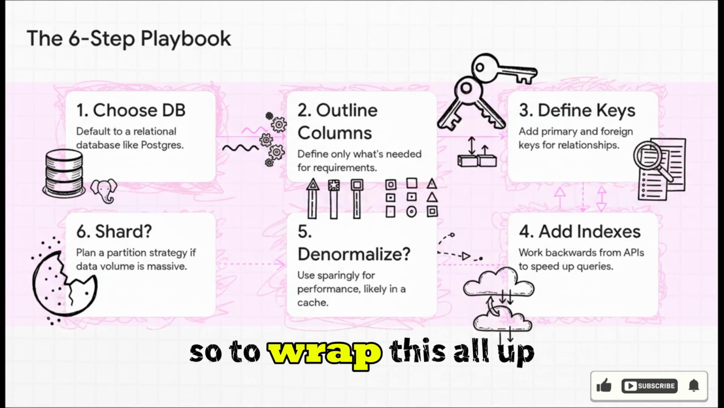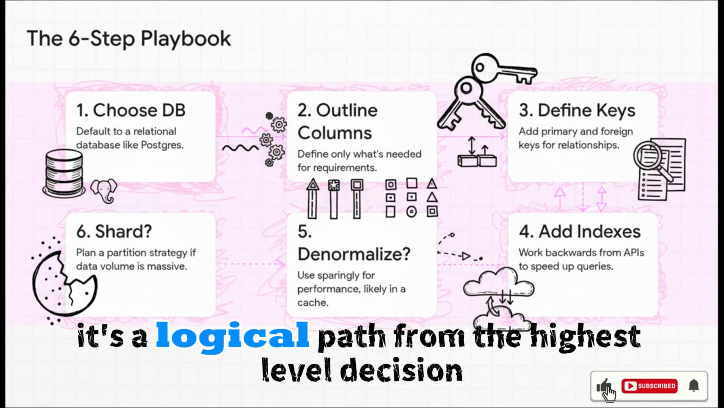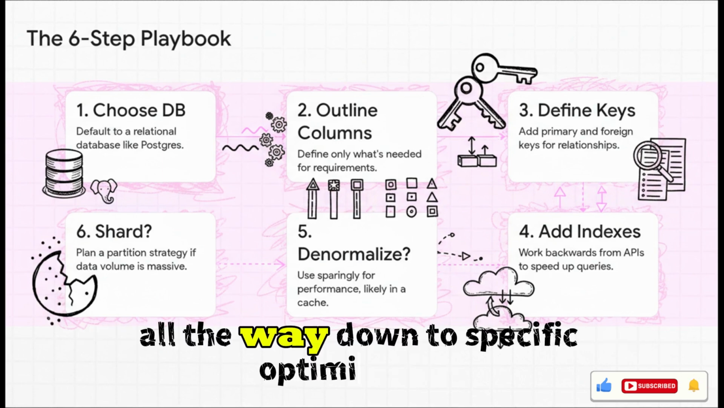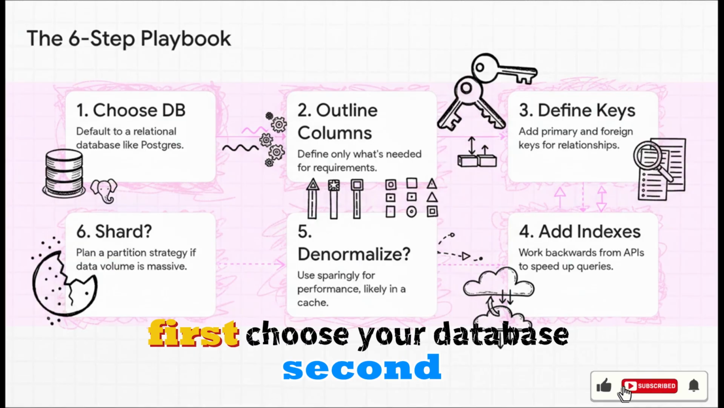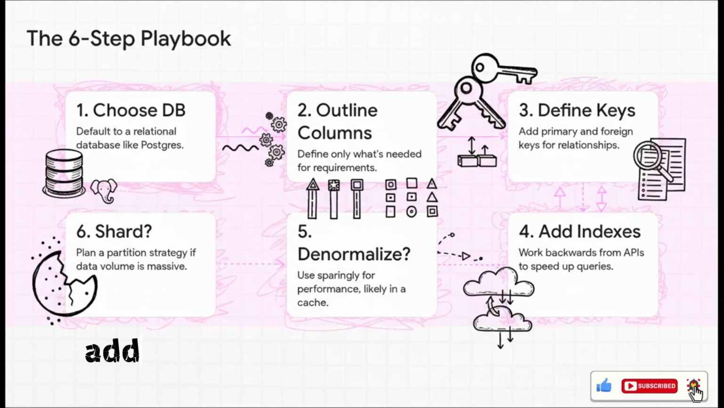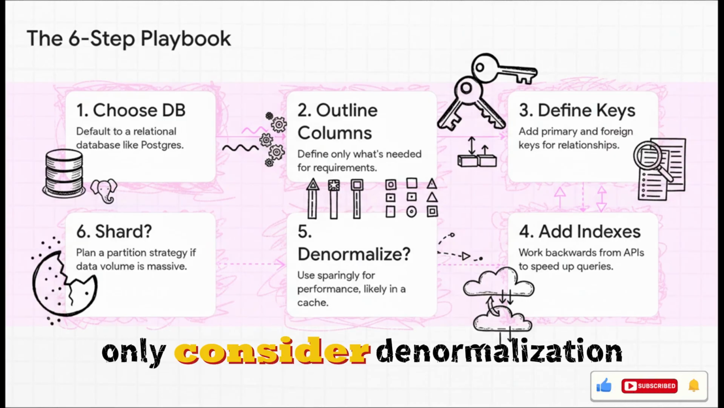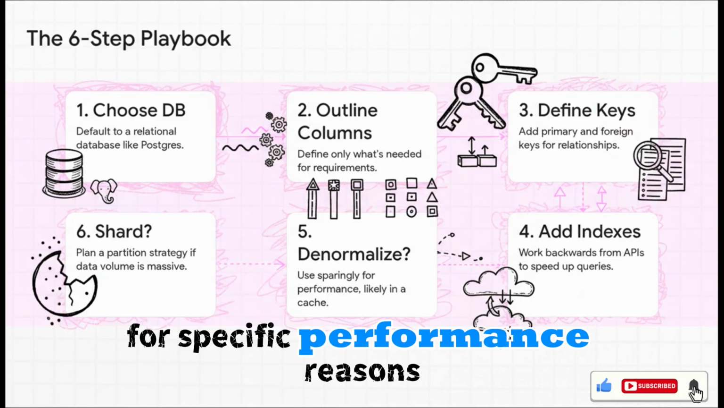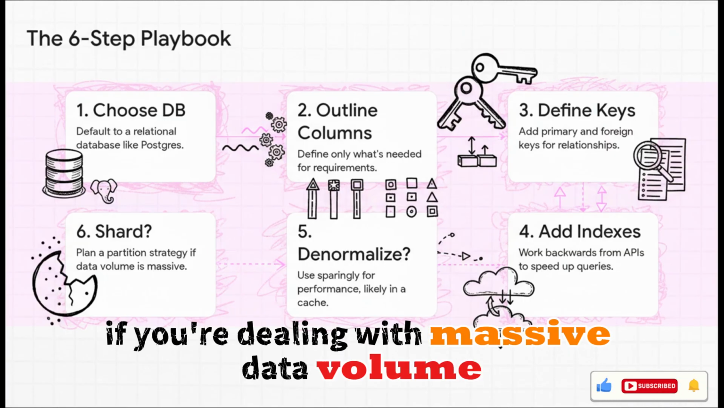So, to wrap this all up, here it is, the complete 6-step playbook. It's a logical path from the highest level decision all the way down to specific optimizations. First, choose your database. Second, outline your columns. Third, define your keys. Fourth, add indexes based on your APIs. Fifth, only consider denormalization for specific performance reasons. And finally, sixth, plan your sharding strategy if you're dealing with massive data volume.